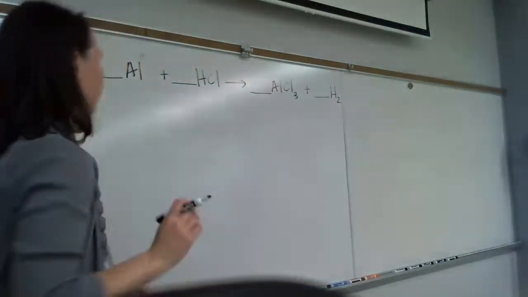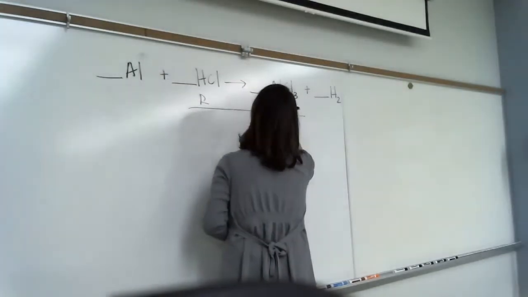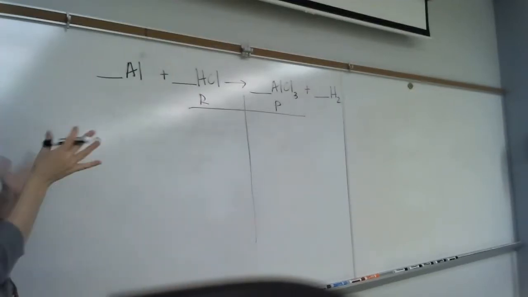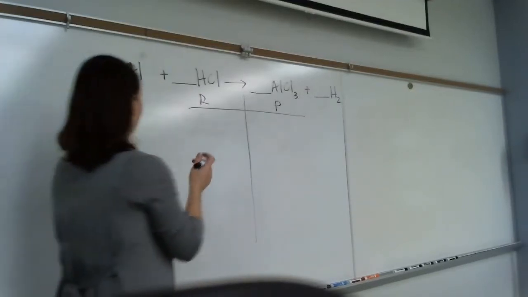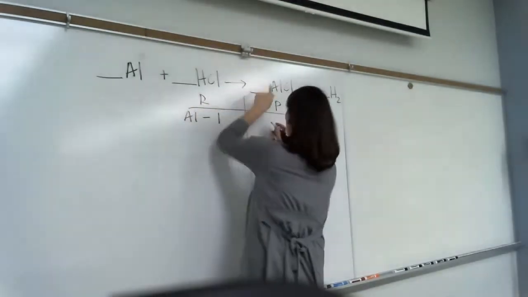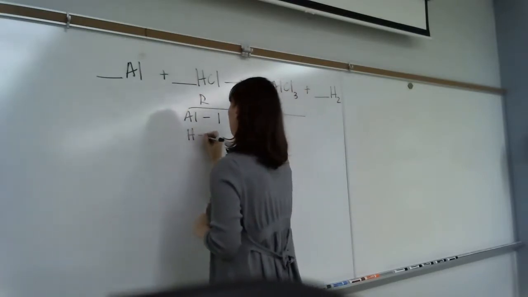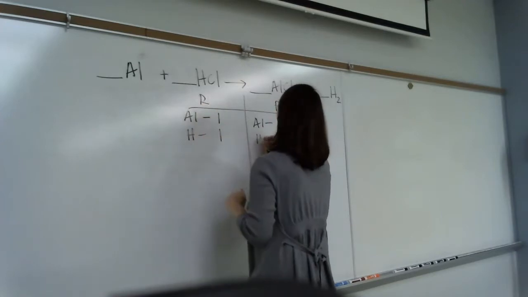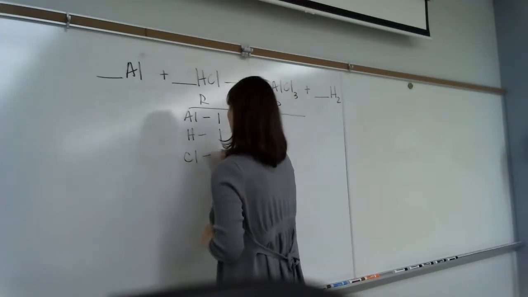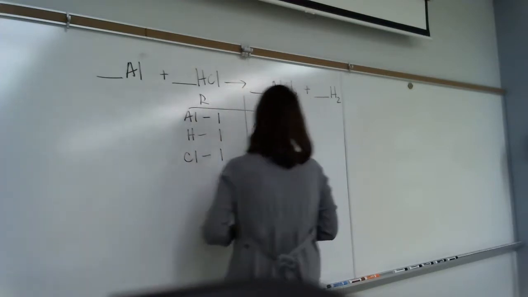All right. Reactants, products. Again, we want to list everything in the same order so that we can compare nice and neat from left to right. Aluminum, I've got 1 on the reactant side and 1 on the product side. Hydrogen, I've got 1 on the reactant side, 2 on the product side. Chlorine, I've got 1 on the reactant side, 3 on the product side.